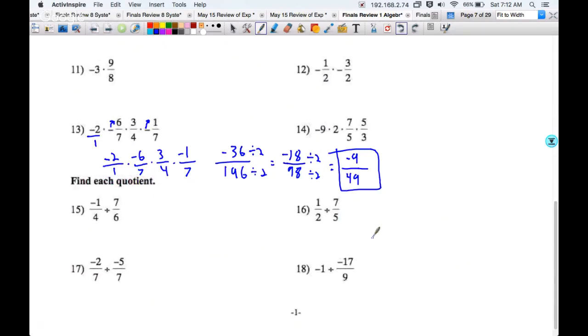Time to divide. To divide, you need to copy dot flip. So let's just do one like 17. So I copy the first fraction, negative 2 over 7. I replace the division with a dot for multiplication. And then I flip the other fraction, so now it becomes 7 over negative 5. Before I multiply these, I could just cross out these 7s. That's called cross simplification. And now also these negatives can cross out. And I'm left with 2 over 5.